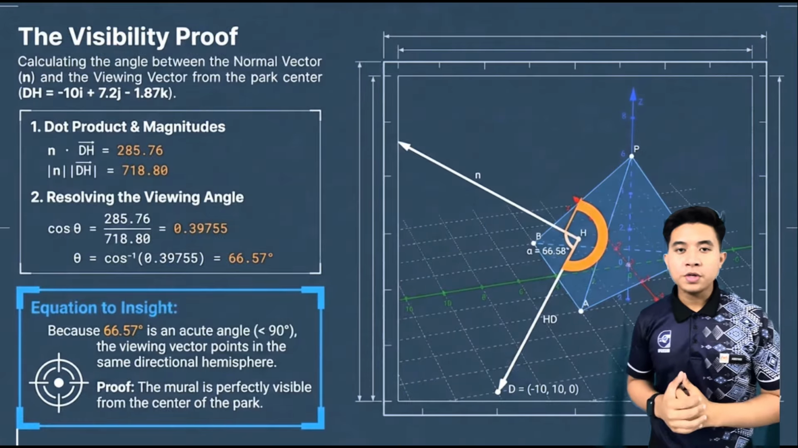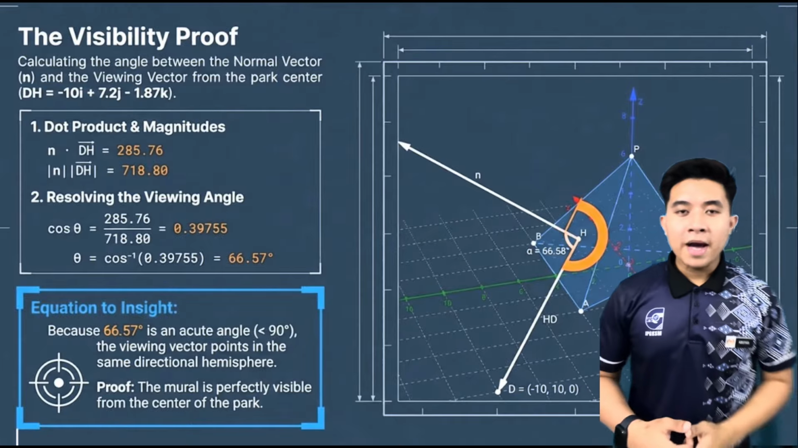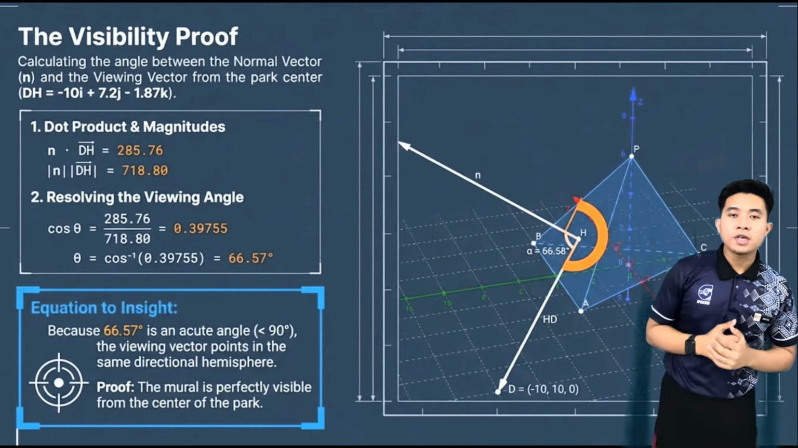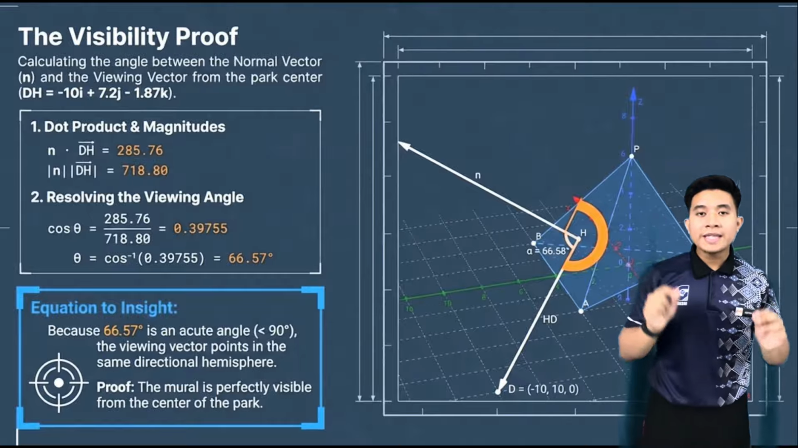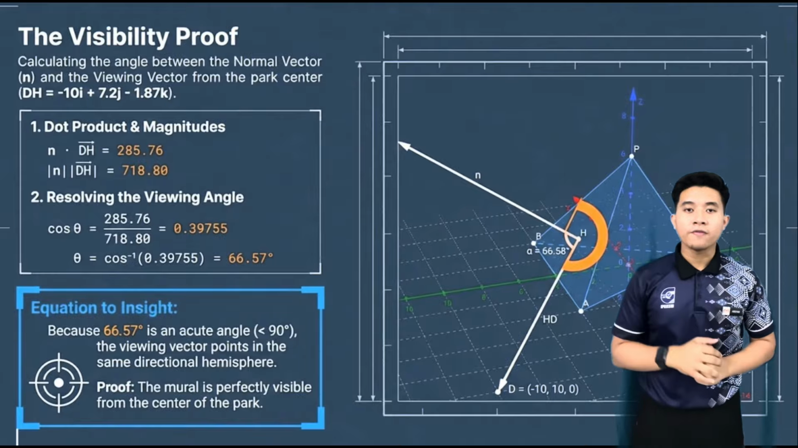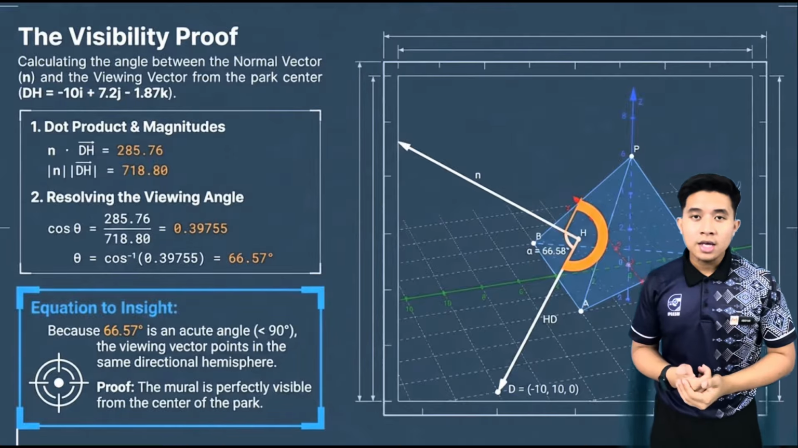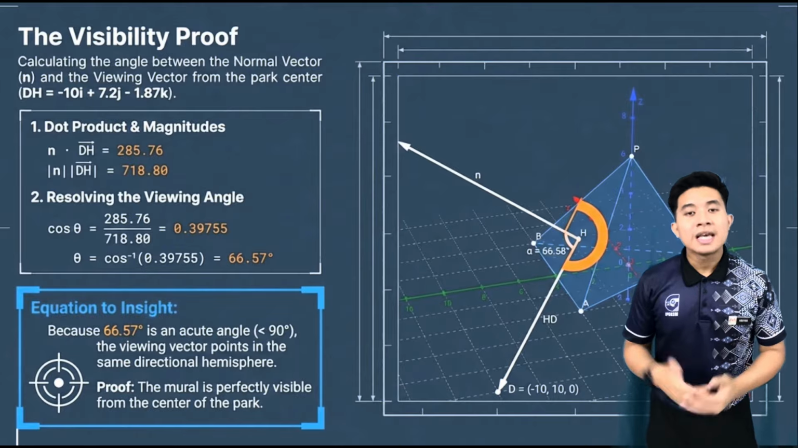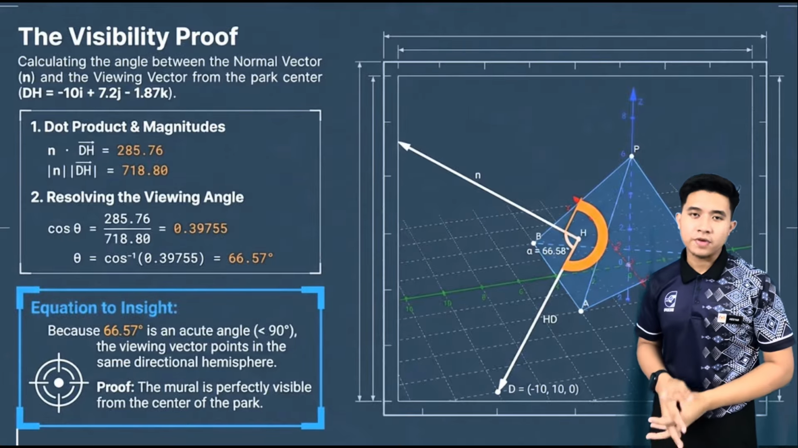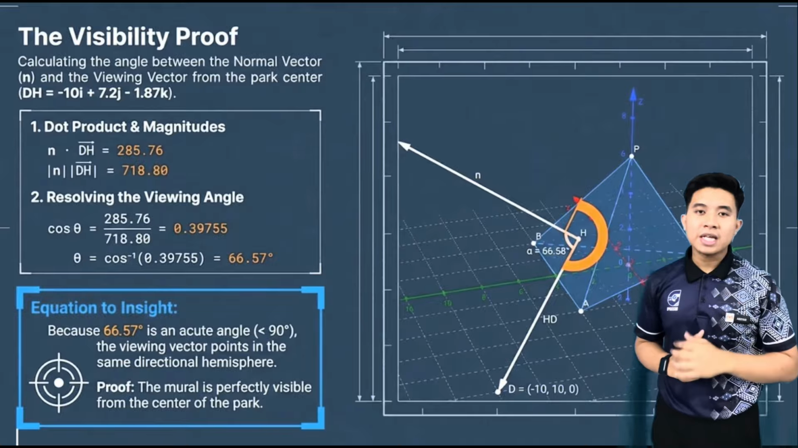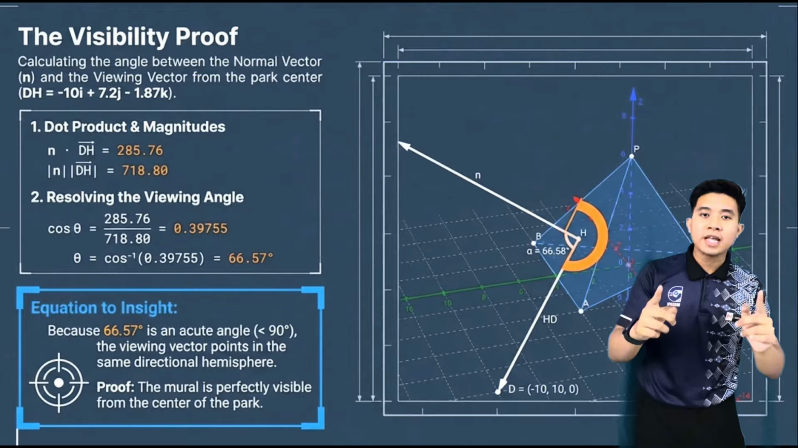Okay, so I will continue about the visibility proof of the mural from the center of the part. By calculating the dot product, which gave us 285.76, and resolving the viewing angle, we determined that the angle is 66.57 degrees. Because 66.57 degrees is an acute angle, meaning it's less than 90 degrees, this tells us that the viewing vector points in the same directional hemisphere. Ultimately, this mathematical proof guarantees that the mural is perfectly visible from the center of the part.